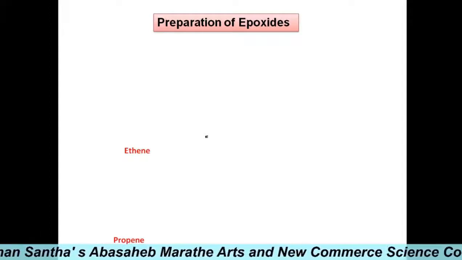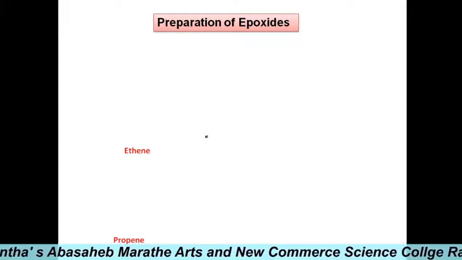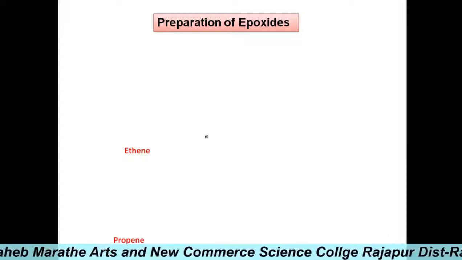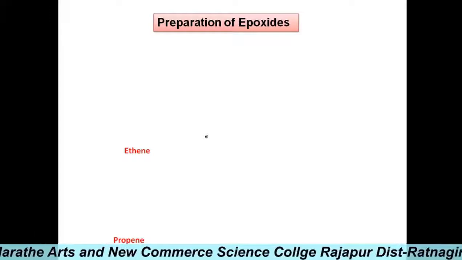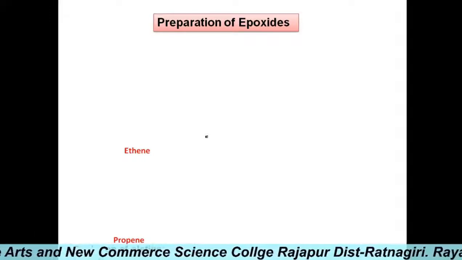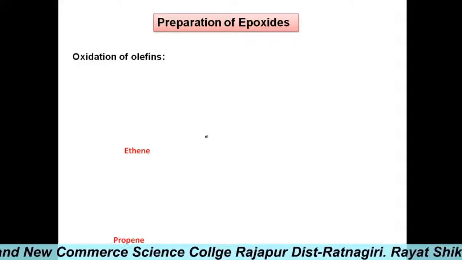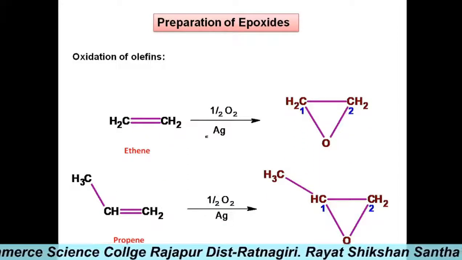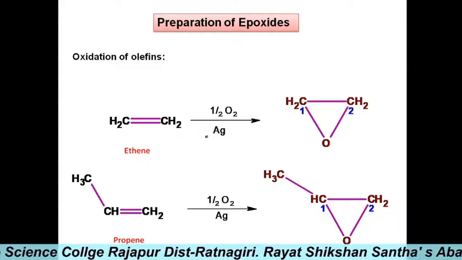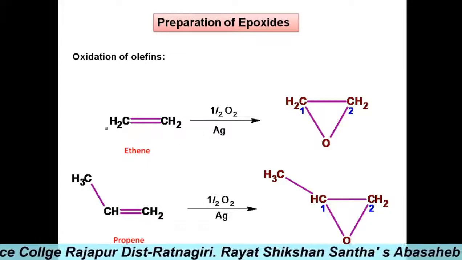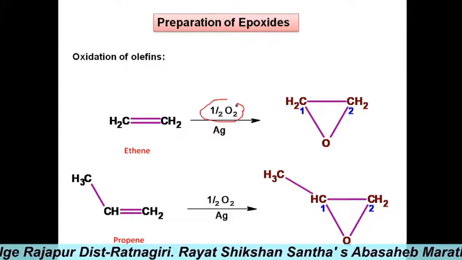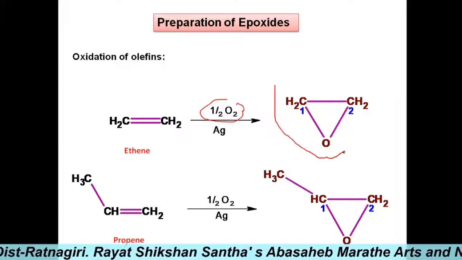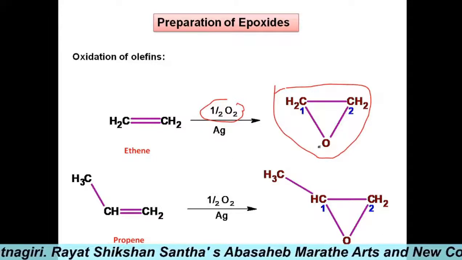Next point, we will see the preparation of epoxides. Epoxides are prepared by three methods. The first method is oxidation of olefins. In the direct air oxidation of ethene in the presence of free air using a silver catalyst, we get the three-membered epoxide.